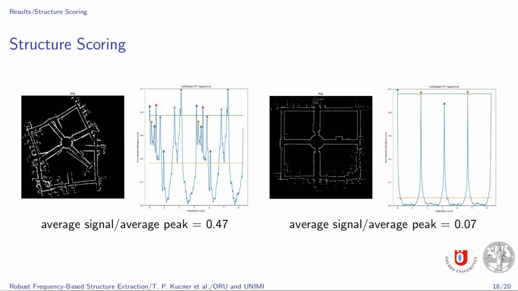Finally, we can use the information about the amount of the structure in the map to assess the overall quality of the map. In the presented example, we can see 2 maps of this same environment. On the left, the map is heavily distorted, while the map on the right is well registered. On the right side of each map, we can see the plot representing the cumulative score for each direction in the map. Furthermore, on each plot, an average signal value and average peak value are marked. As we can see, a small ratio of signal to peak value indicates a relatively well-structured, uncluttered map.